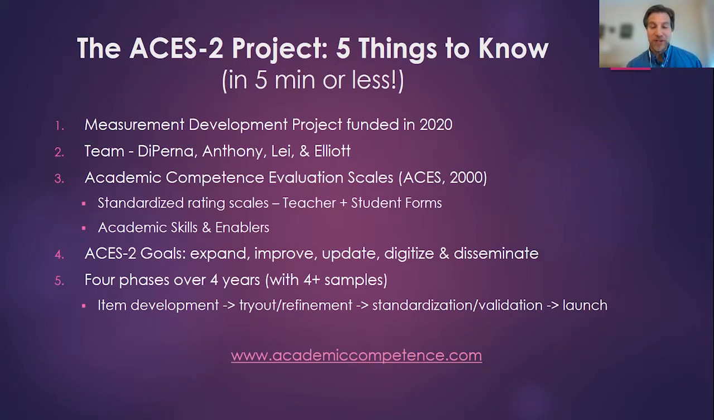Now, our goal for the ACES 2 project, or our goals, we have 4 of those goals. One is to expand construct coverage. So as you can see there, the original ACES was published in the year 2000. So it's been over 2 decades since its publication, and even more than that since we started the development of it. And of course, there's been a lot of work, particularly on the enablers side of the equation, looking at skills that contribute to success and successful learners. And so we wanted to expand, or we're hoping to be able to expand the construct coverage to incorporate some of these newer domains that have emerged in the literature.